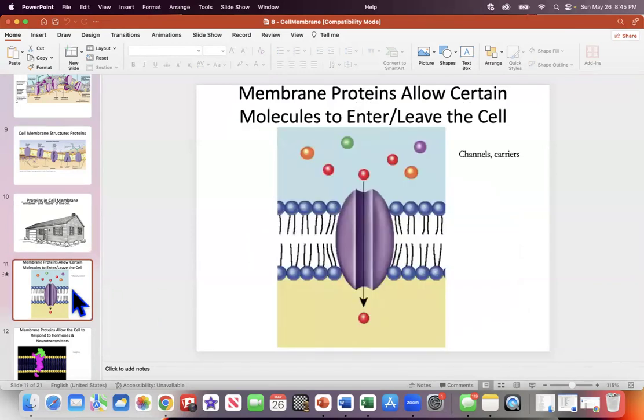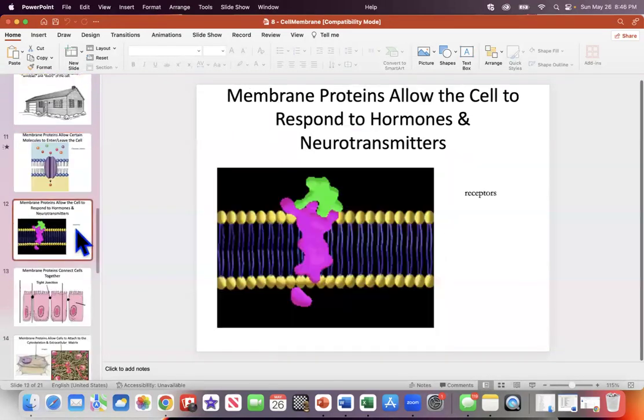Okay, so one important group of membrane proteins allows molecules to go through. So channels and carriers are functions of the membrane proteins, like the glucose carrier, which makes glucose go through. Ion channels make ions go through. And some proteins are receptors, so they will bind to hormones. We talked about insulin binding with the insulin receptor. If this green one is insulin, this pink one is the insulin receptor.